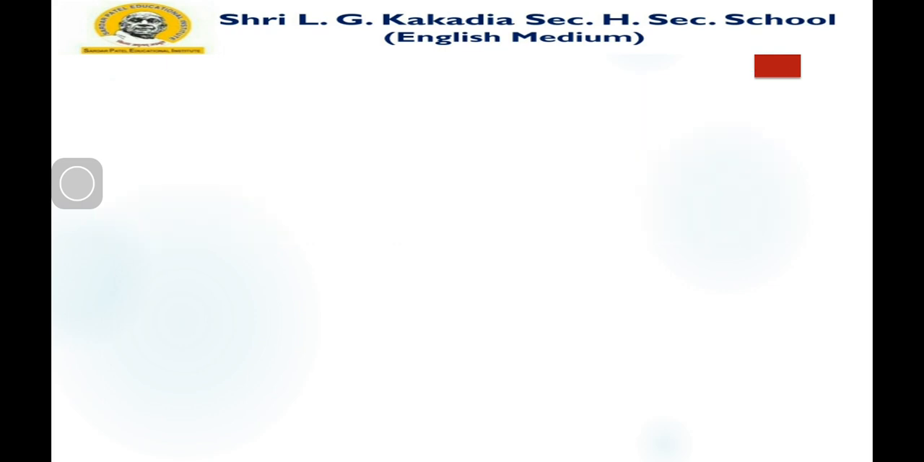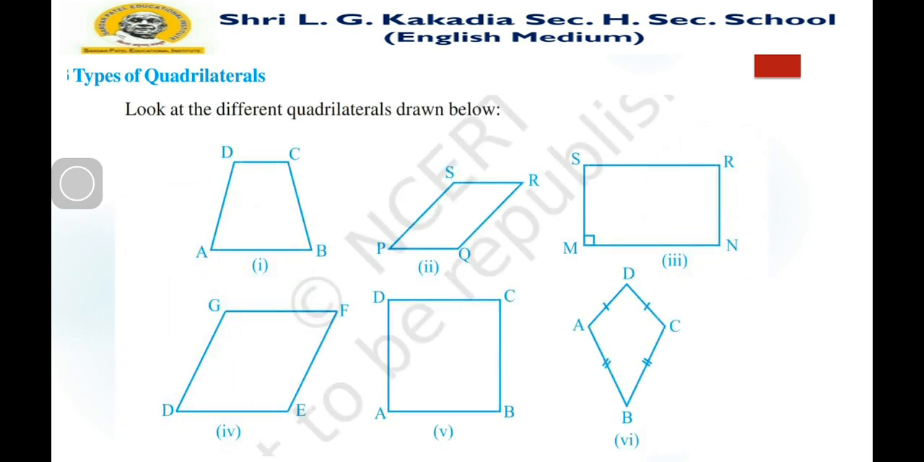Now let us discuss the types of quadrilaterals. Here you can see some quadrilaterals in the plane. Look at the different quadrilaterals drawn below. In the first figure, AB and DC sides are parallel, but AD and BC are not parallel. Since AB and DC are parallel, such a quadrilateral is known as a trapezium.